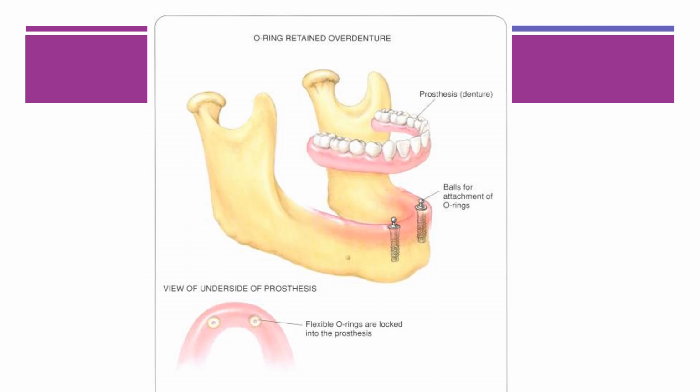So this is the picture showing the abutments. You can see the attachments, bolts for attachment, o-rings. So this is the o-ring attachment abutment, so it can be fixed. There is the prosthesis. So this will be the underside of the denture.